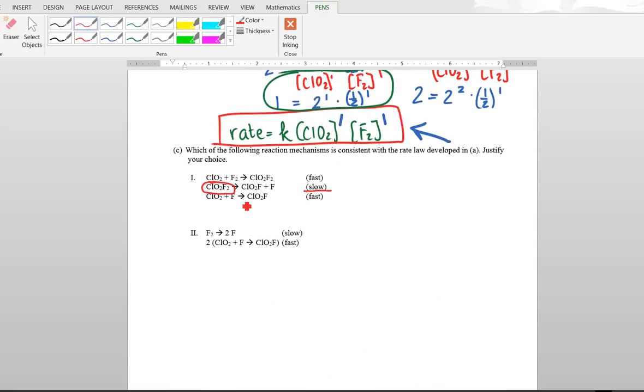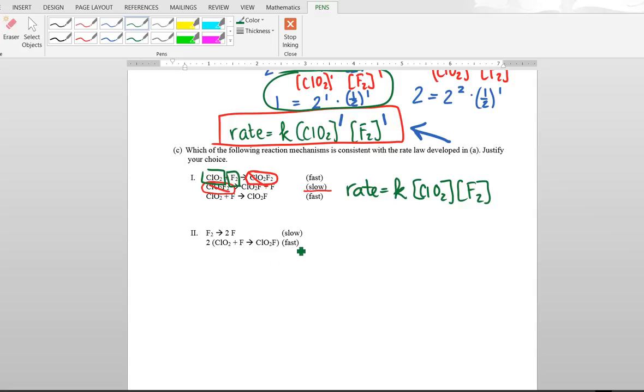So when I have an intermediate involved in the slow step, I go back and I say, well, how was this intermediate made? And I'm going to substitute in these two molecules right here. So wherever I see ClO2F2, I'm going to substitute in ClO2 and F2. Okay, so my rate law ends up being rate equals k, and instead of writing in the intermediate, I'm going to write in ClO2 and F2, because the intermediate was made by adding together one molecule of ClO2 and one molecule of F2. So this is my rate law for this reaction mechanism.